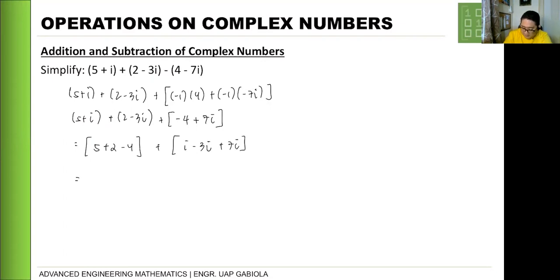Simplifying, we have 7 minus 4 is 3. Then plus, yung nasa parenthesis natin is 1 minus 3 is negative 2 plus 7i. So, positive 5i. So, simplification, 3 plus 5i. So, this will be our final answer when we try to combine addition and subtraction sa isang solution.